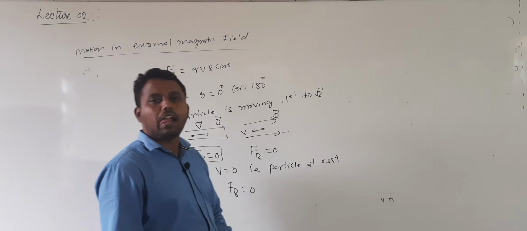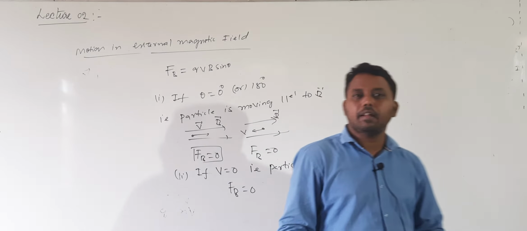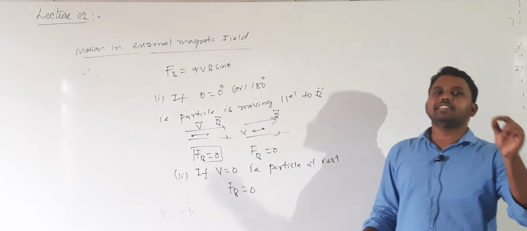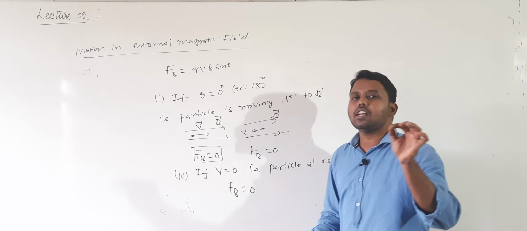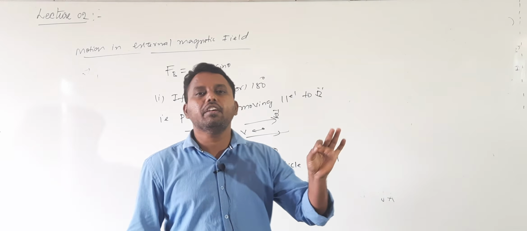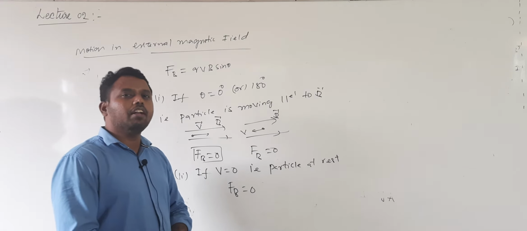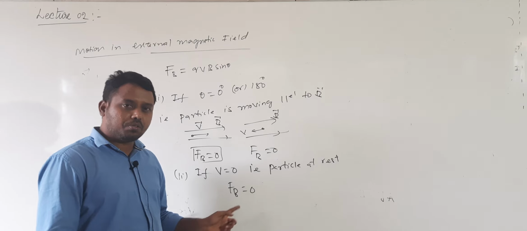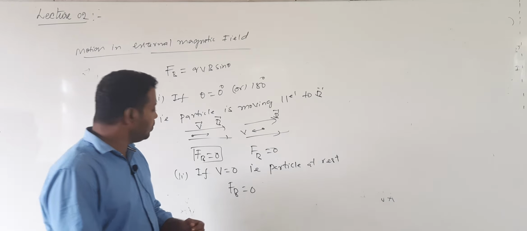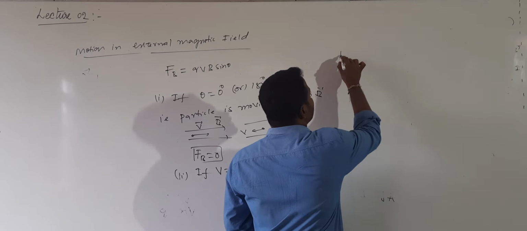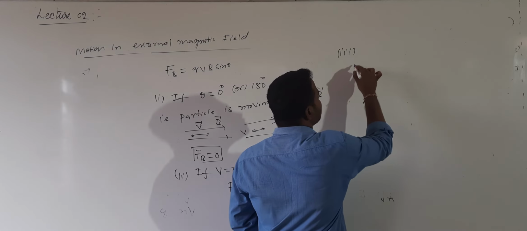For a particle to move, force is needed. So if I put one stationary particle in an external uniform magnetic field, it will not move. It will remain in the same state of rest only. So this is F_B equal to 0. And the third point is very important for us.